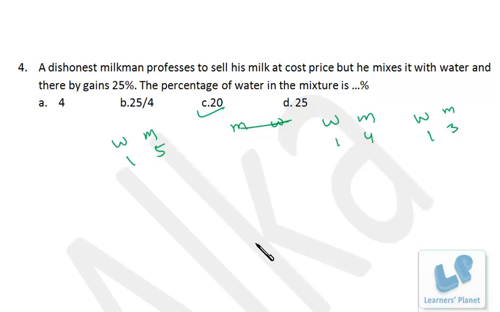Or if you wish to understand this in more detail, see, gain is 25%. That means the selling price is 125% of the cost price. So 125% is actually 5 by 4. Now 4 is the cost price. If I assume the price of milk is 1 rupee per liter, that means price of the mixture is 4 rupees, right? That means 4 liters he is taking of milk, and he is selling 5 liters. So that means 1 is water. Okay, this way also you can understand the same thing. I hope you are clear.